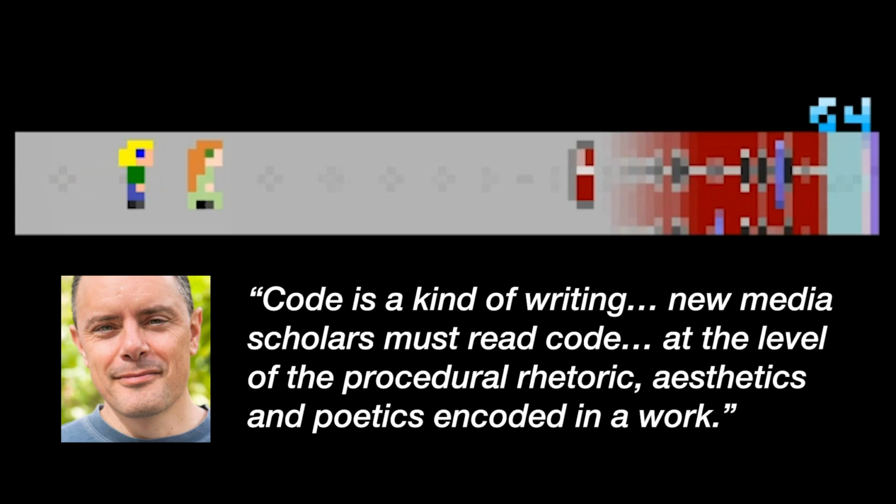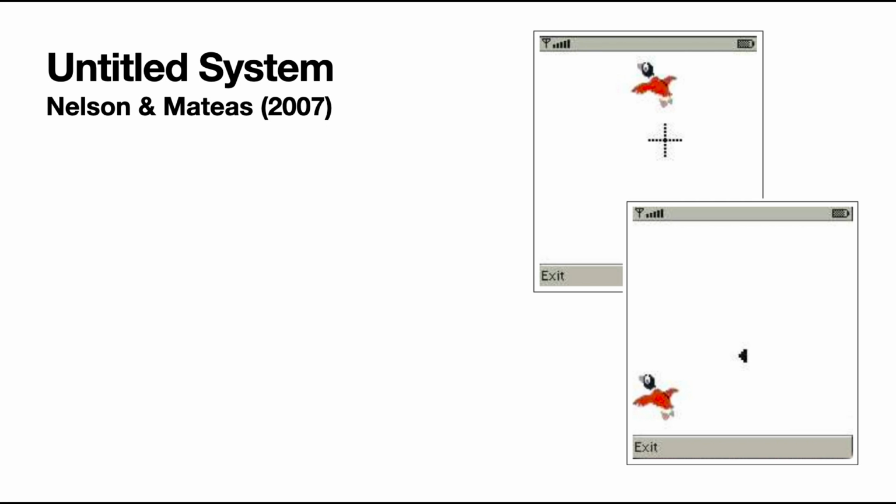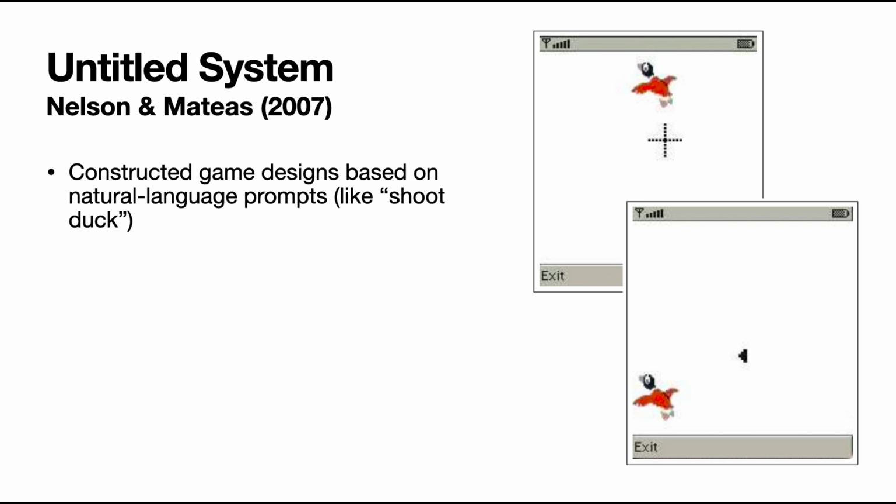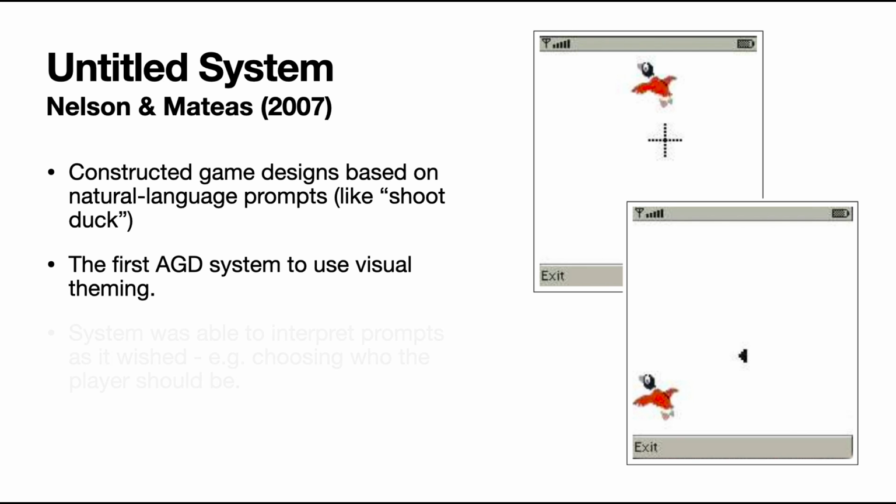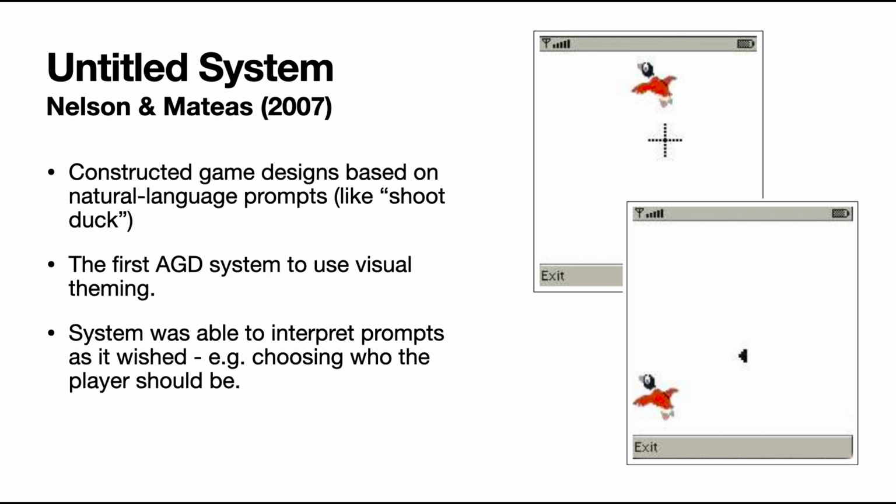This marked the beginning of a period where a flurry of important AGD systems emerged from work at UC Santa Cruz. The first is this untitled project led by Mark Nelson, which constructed simple mini-games based on plain English prompts like shoot pheasant. And as far as I'm aware, this is the first automated game designer that has a visual component. It can select art from a database to illustrate its games based on the prompts. It can also design games from different perspectives, so the prompt shoot pheasant might result in a game where you play a pheasant avoiding bullets, or a game where you fire bullets at pheasants who are flying around.